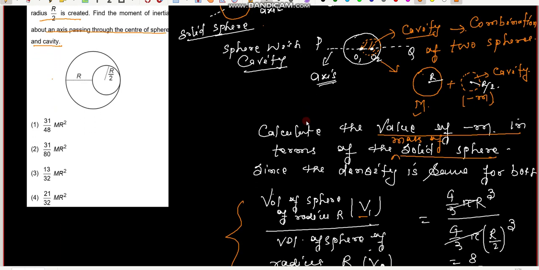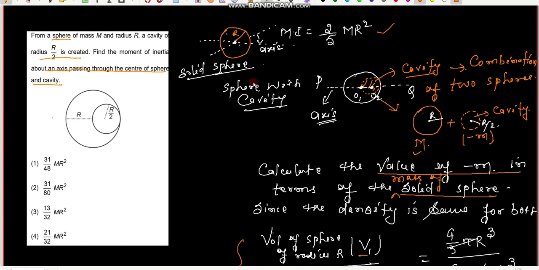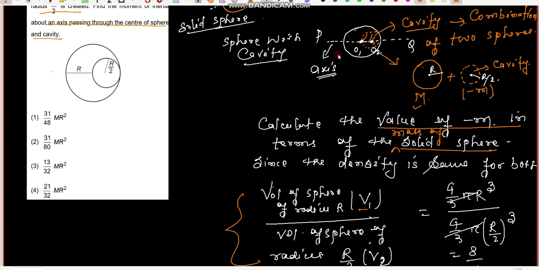Now this is a problem based on superimposition, or you may have learned about the principle of superposition. So we are going to use that superposition of masses here. It means I can see the whole setup as a combination of two kinds of mass. One is capital M, that is because of the solid sphere of radius capital R, and the other is the mass of the cavity, which is minus m.